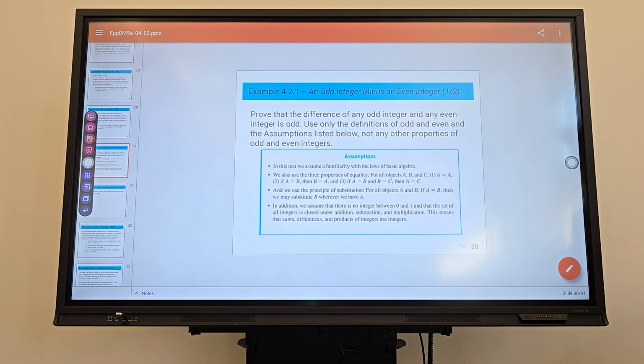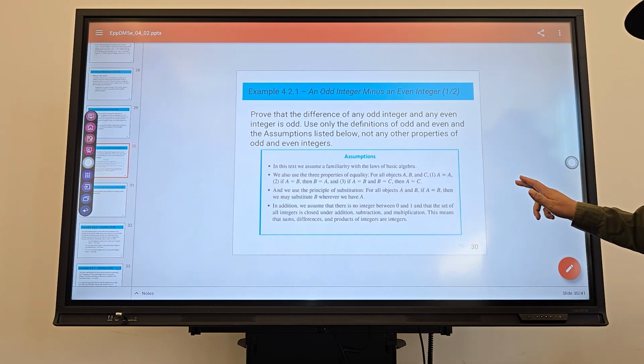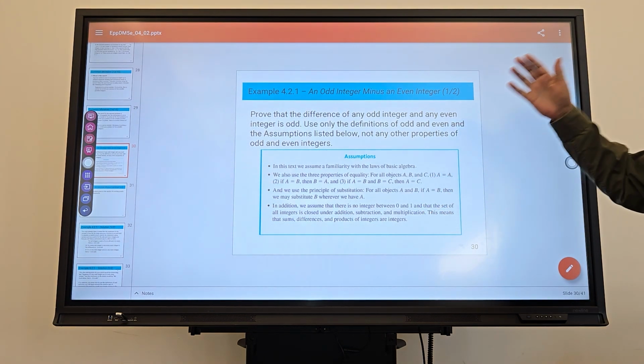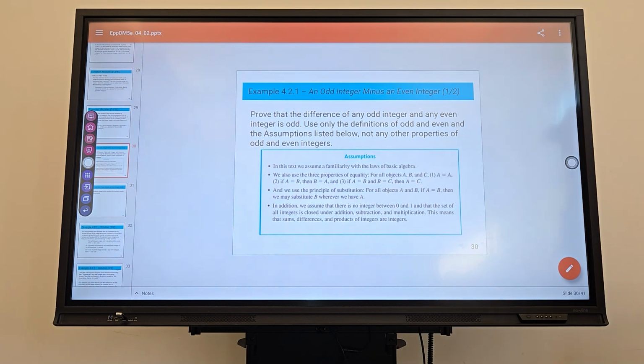All right, let's see here. Prove that the difference of any odd integer and any even integer is odd. Use only definitions of odd and even and the assumptions listed below, not any other properties of odd and even integers. We went through these assumptions on Tuesday. These are the basic laws of algebra, properties of equality, the principle of substitution, and addition, subtraction, and multiplication being closed for all integers.